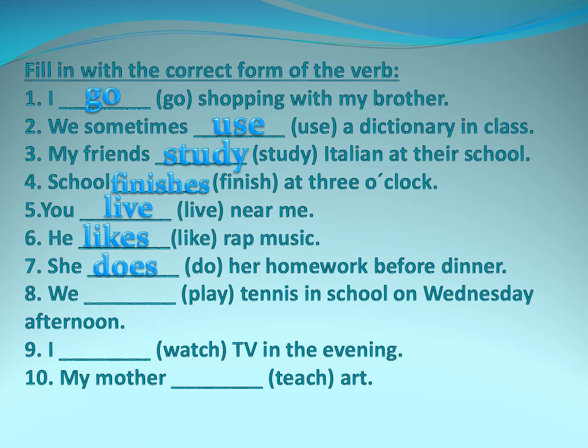Number 8, we play tennis in school on Wednesday afternoon. As we said with we, I keep the verb as it is. It's going to be play. I watch TV in the evening, so I keep the verb as it is. It's going to be watch. My mother, it's only one, so I have to add s or es or ies. I have here at the end of the verb ch, so I have to add es, so teaches.